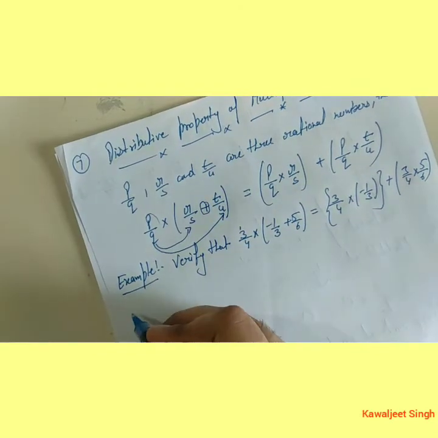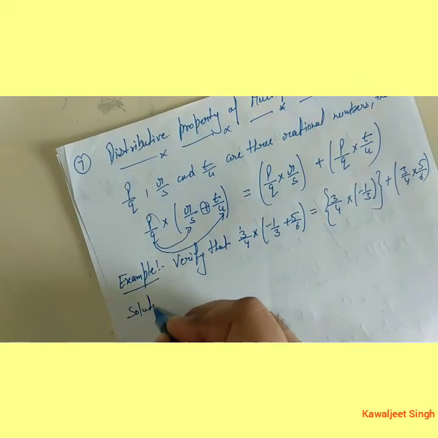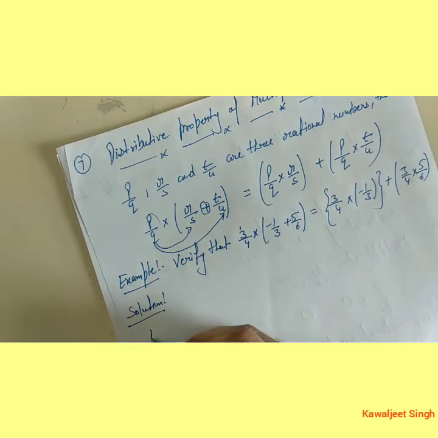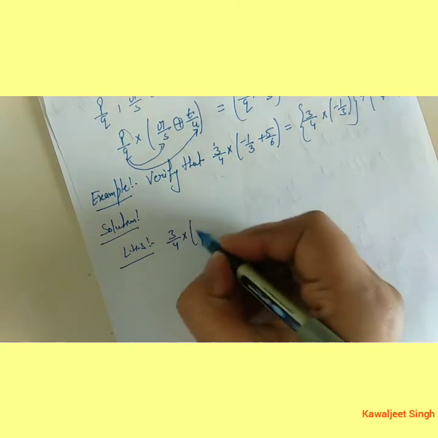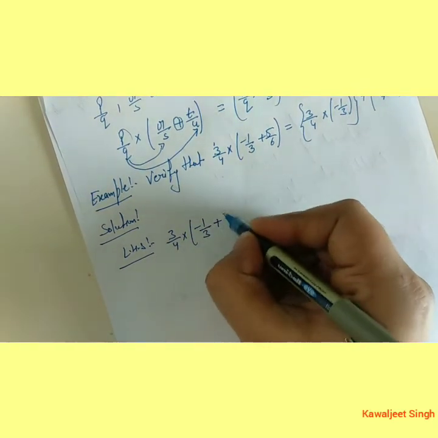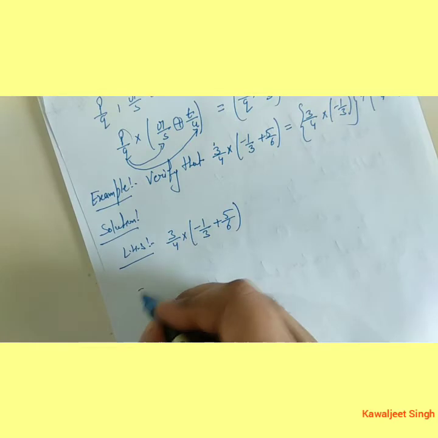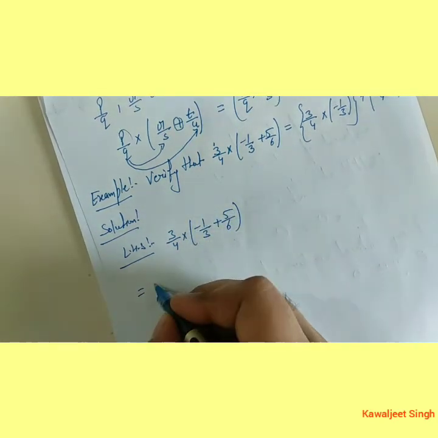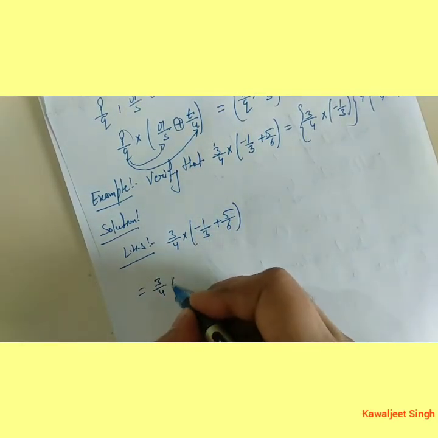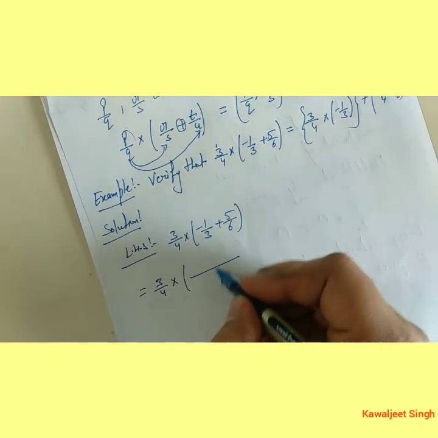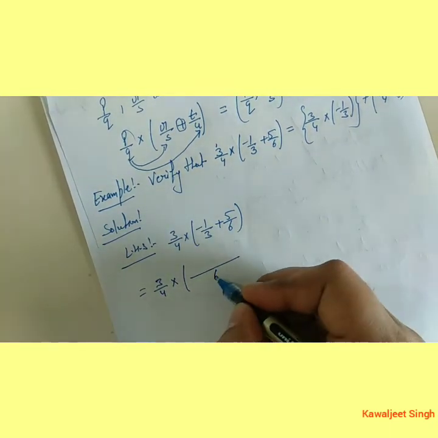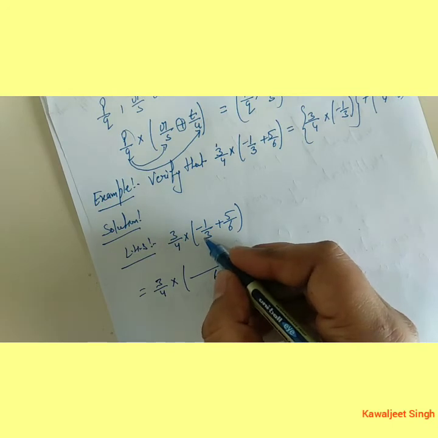So first of all we will take the left hand side here. The left hand side is given: 3 by 4 into minus 1 by 3 plus 5 by 6. So first of all we have to solve the bracket portion. 3 by 4 written as it is. Now take the LCM of 3 and 6. We get LCM as 6. Now 6 divided by 3 we get 2.